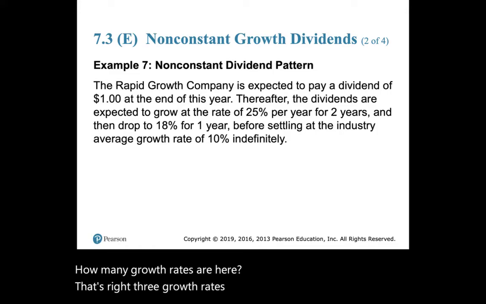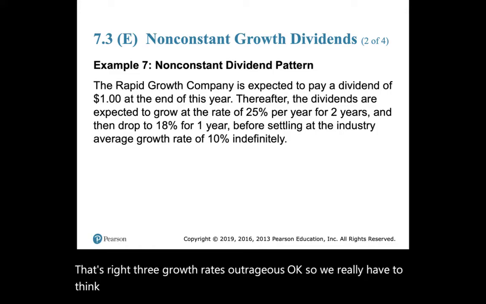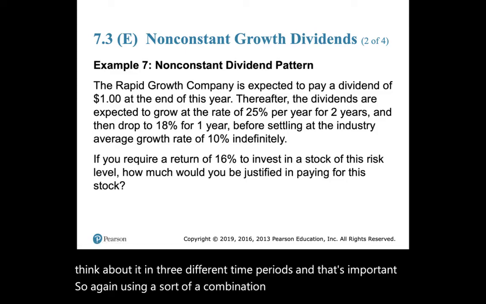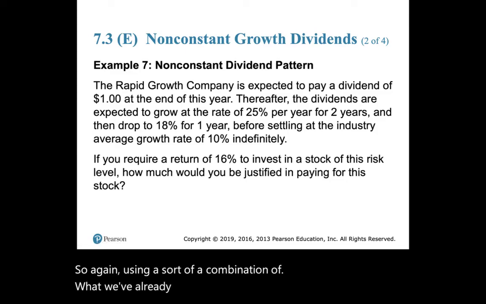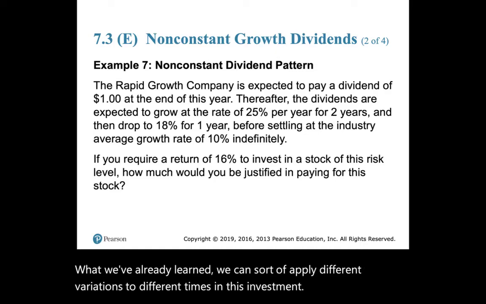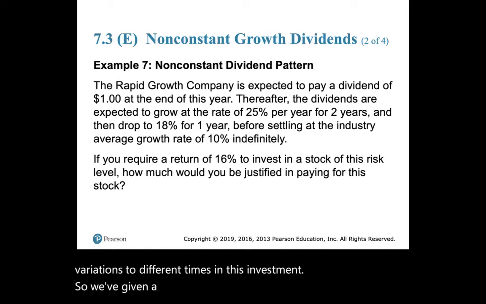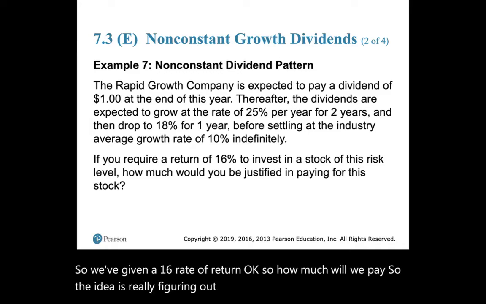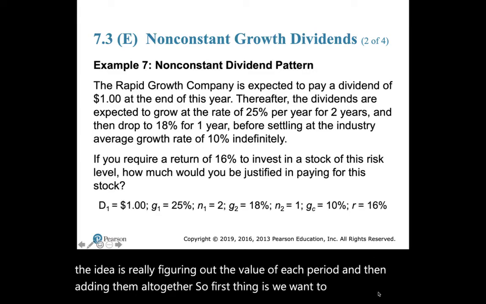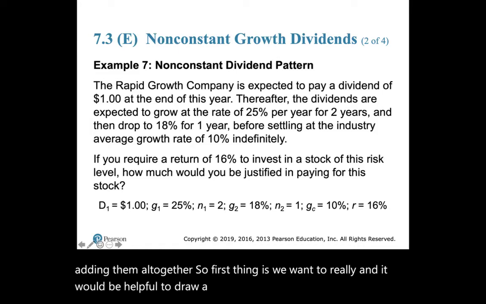Outrageous. So we really have to think about it in 3 different time periods. And that's important. Using a combination of what we've already learned, we can apply different variations to different times in this investment. We're given a 16% rate of return. So how much will we pay? The idea is to figure out the value of each period and then add them all together. First, it would be helpful to draw a timeline, something you can think about doing for sure.